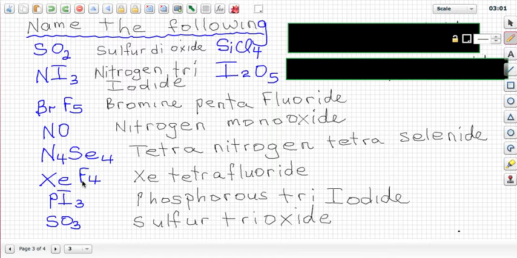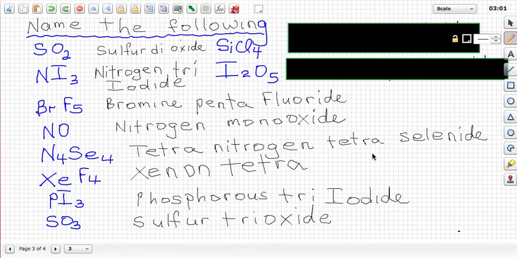XeF4, your periodic table will tell you that this is xenon. So this one would be the name of the first element followed by the number, which would be tetra, and the last element with an "ide" ending, so it'll be fluoride.